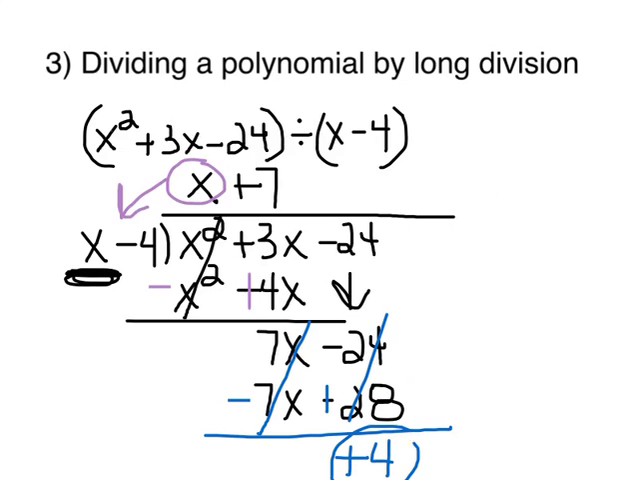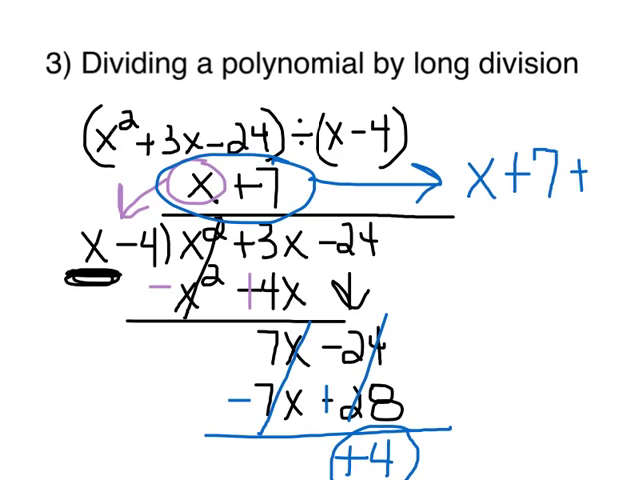This will be our remainder because there's nothing we can multiply x by to give us 4. So our answer is x plus 7, that's from right here, plus 4 divided by x minus 4.